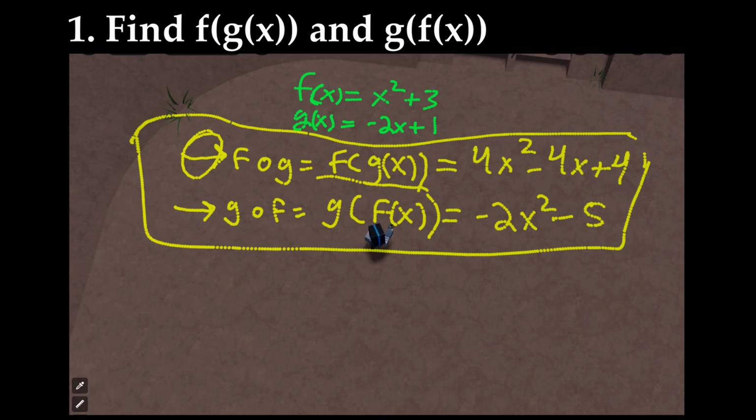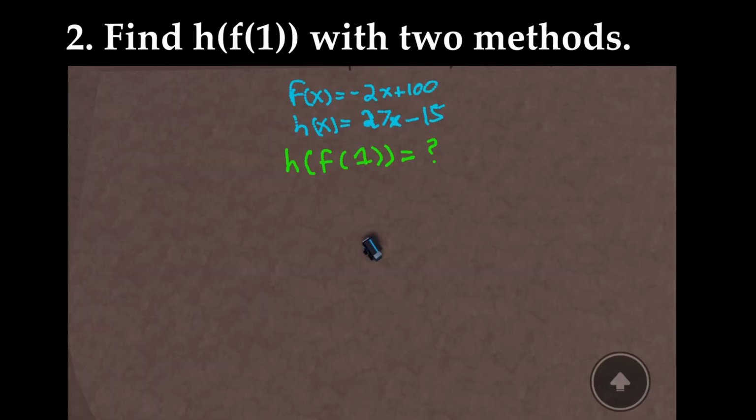Let's go tackle a few more problems. In this next problem, we have f of x is equal to negative 2x plus 100, h of x is equal to 27x minus 15, and we need to find h of f of 1. And we need to do this in two methods. So let's try out this first method. Here's what I'm going to do.